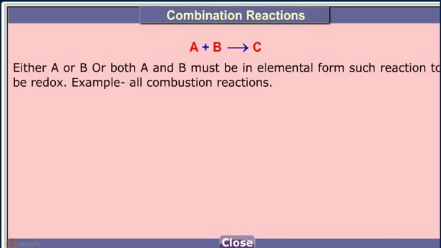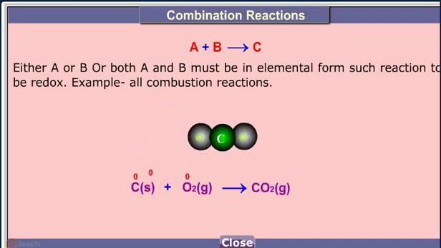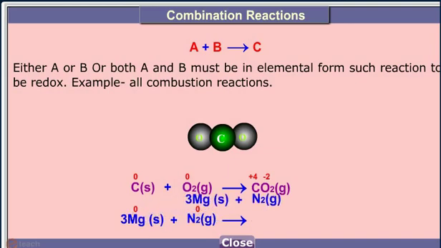Combination reactions. It may be denoted as A plus B, where either A or B, or both A and B, must be in elemental form for such a reaction to be redox. Example, all combustion reactions. C solid and O2 gas gives CO2 gas. 3Mg solid and N2 gas gives Mg3N2 solid.